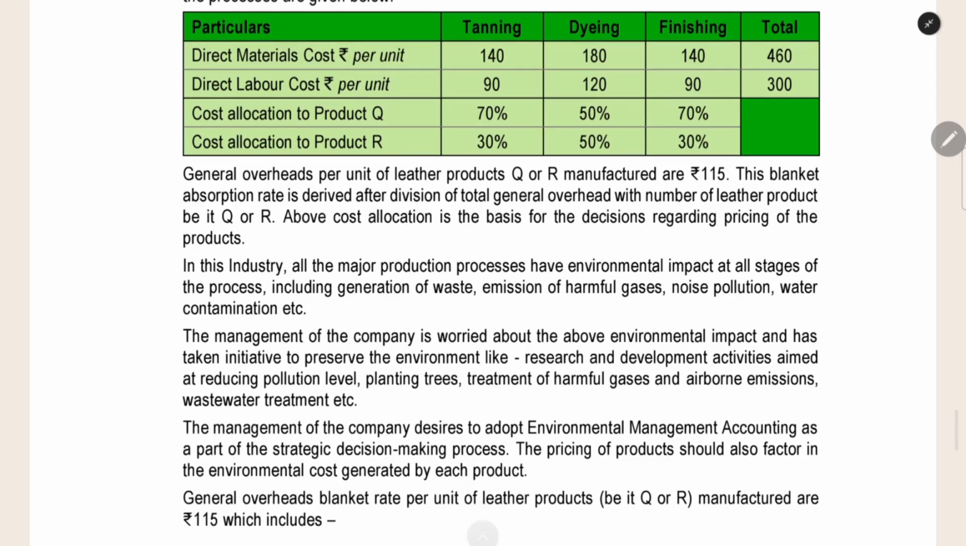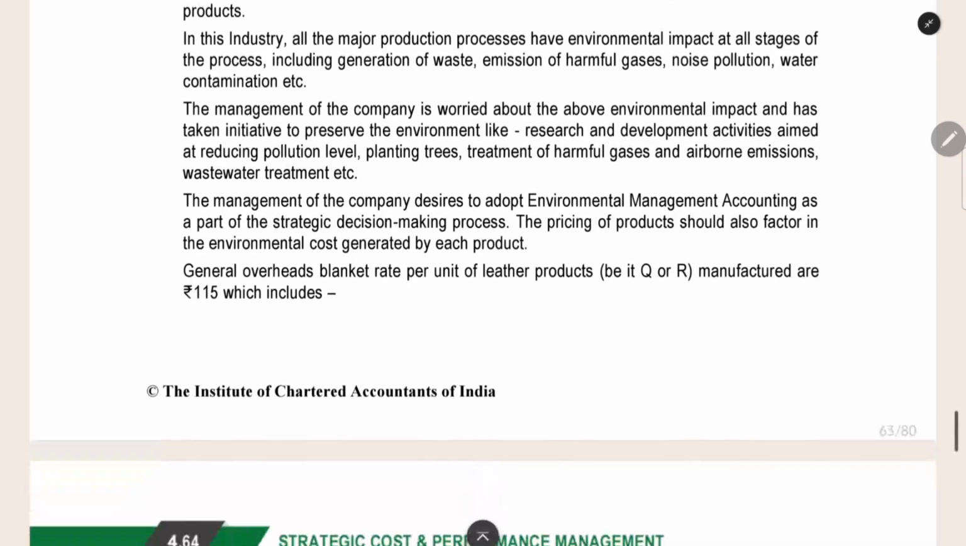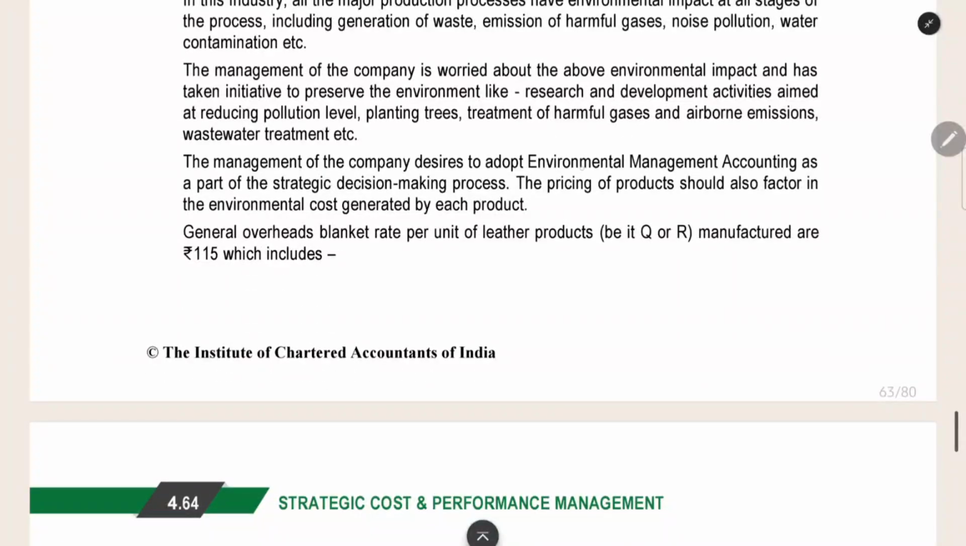Now, in this industry, all the major production processes have environmental impact, including generation of waste, harmful gas, noise pollution, etc. The management is worried about the environmental impact and has taken initiative to preserve the environment. They are trying to reduce the impact of pollution by planting trees, treatment of harmful gas, airborne emission. The management of the company decides to adopt environmental management accounting as a part of decision making. The pricing will also factor in the environmental cost.